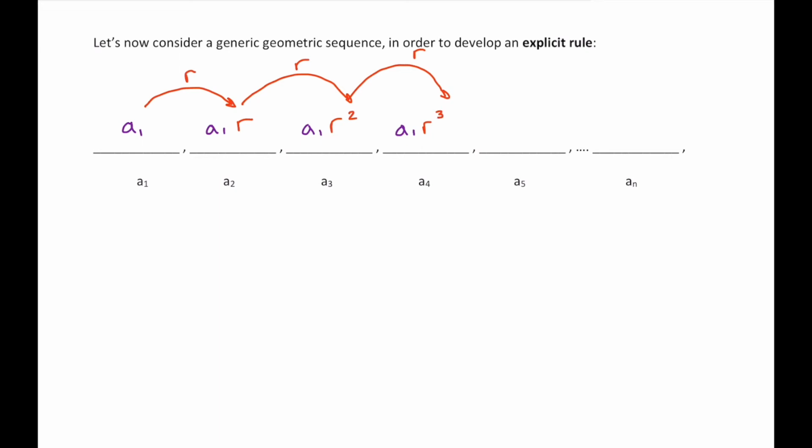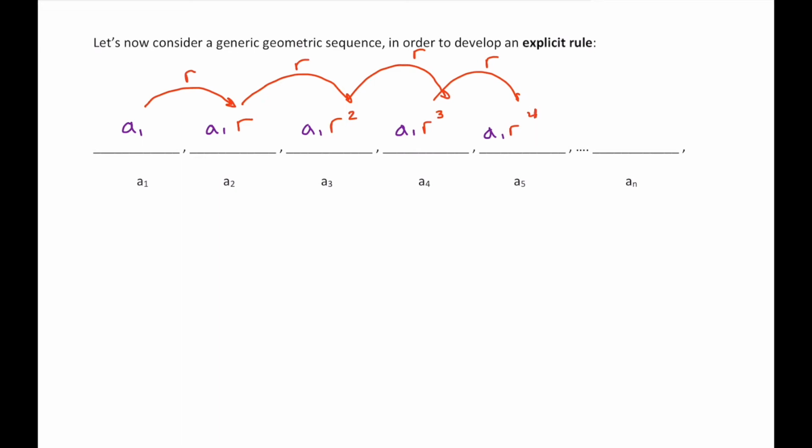I'll do that one more time. To get the fifth term, I'm going to take the term that comes before it, and I'm going to multiply by r. Which is the same as saying a1 r to the power of 4.